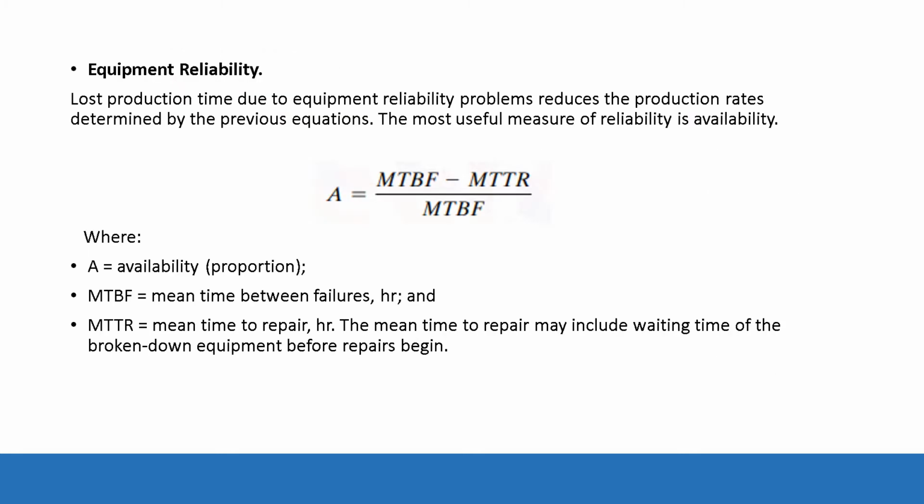The last point is equipment reliability. Lost production time due to equipment reliability problems reduces the production rate determined by the previous equation. The most useful measure of reliability is availability.